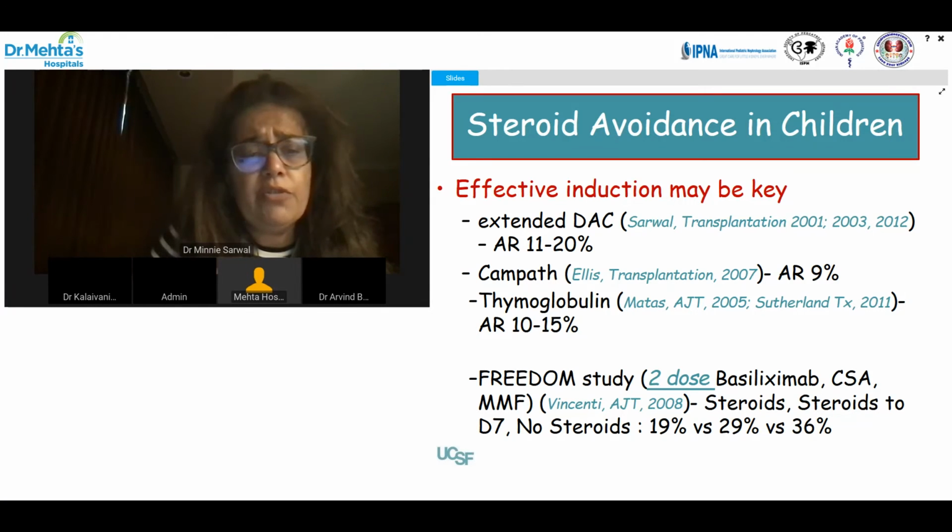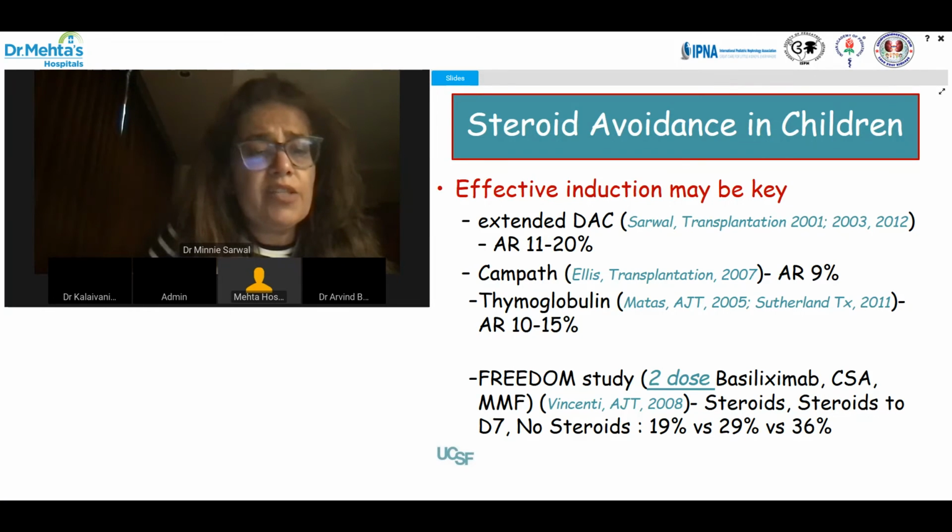So he used the 2-dose basiliximab, cyclosporin, and MMF, and he did a randomization to 3 arms, maintenance steroids off to day 7, so only for a week, and then no steroids whatsoever. And he showed that in the short dose induction, in fact, patients did not do well. So no steroids whatsoever resulted in a very high rate of rejection at 36%. So take-home message is that you need effective induction.